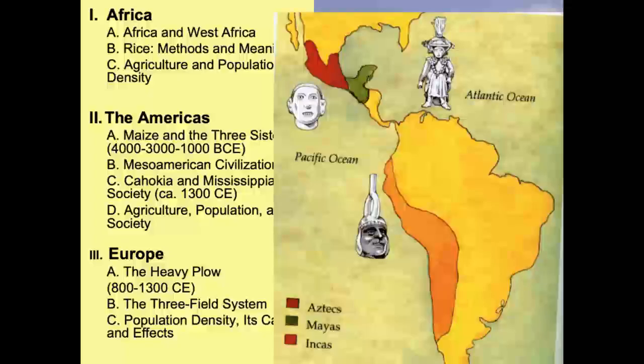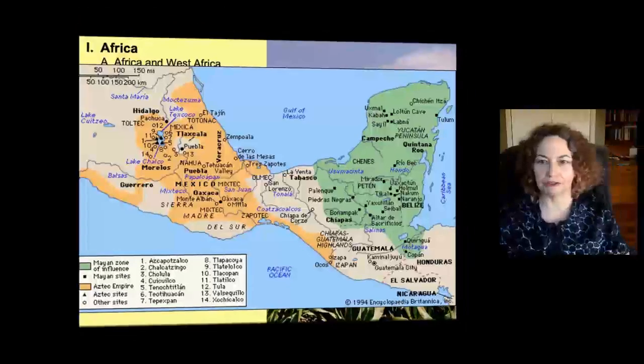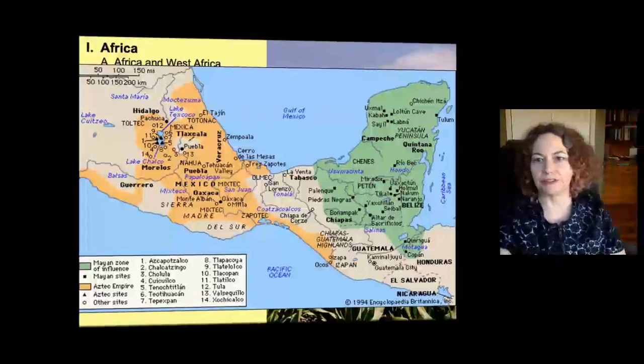Let's start with the Mayan culture, which developed between 250 and 900 CE. That's the Common Era, after the birth of Christ, here on the Yucatan Peninsula.